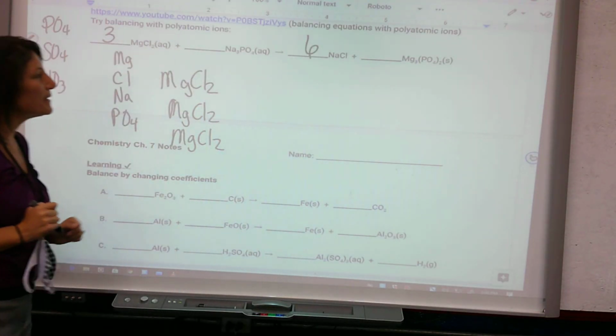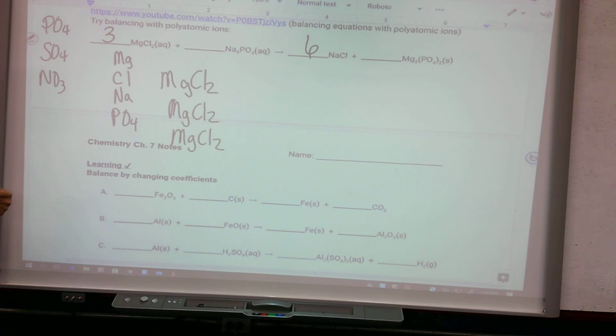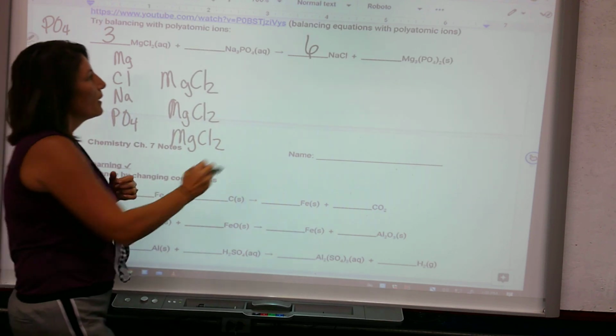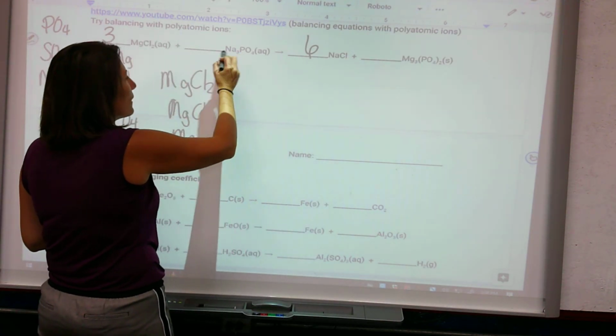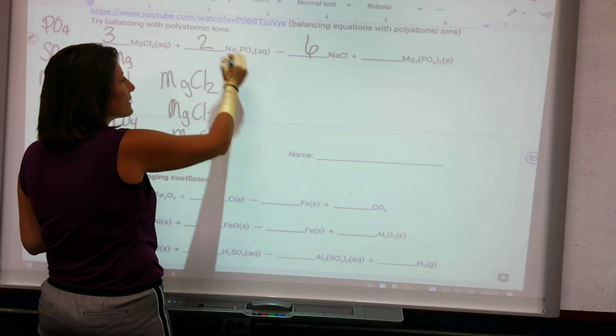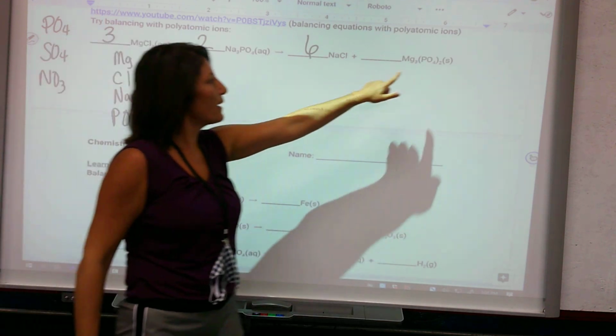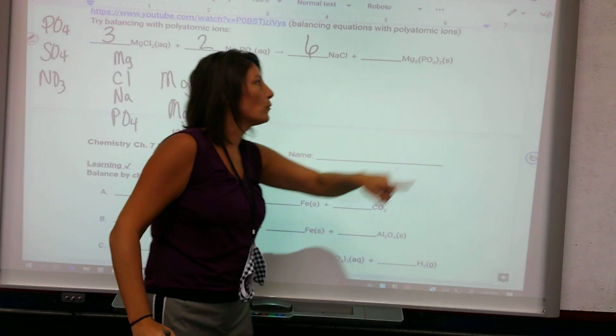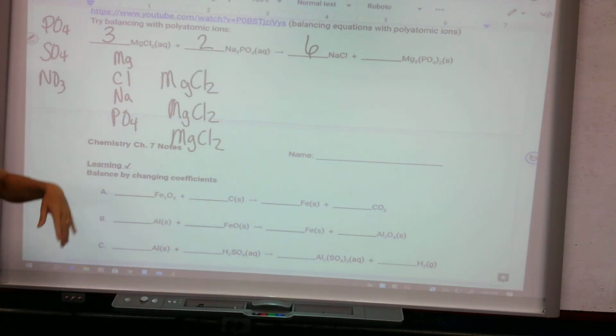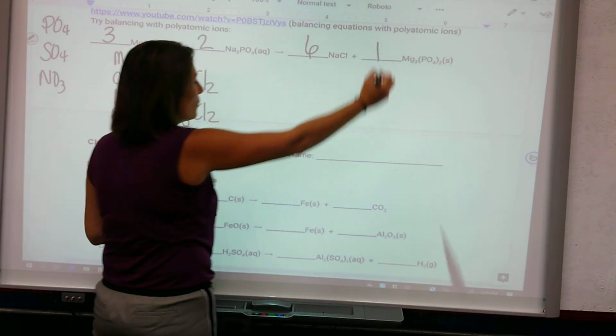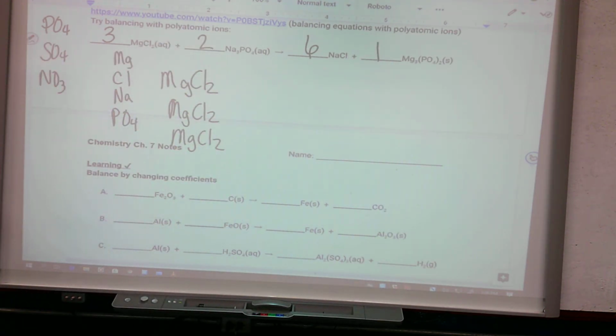So now my magnesiums and my chlorines are good. So I'm going to look at my sodiums. That's 6. I need to put a 2 here. That's 6 sodiums. I've got 2 phosphates now, 2 PO4s, and I have 2 phosphates, 2 PO4s. So everything is balanced. 3, 2, 6, 1. All right, and then everything's good.